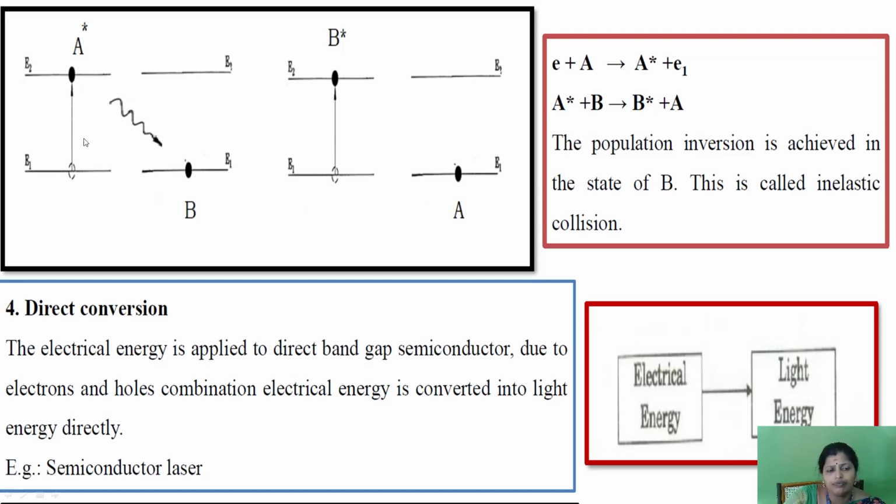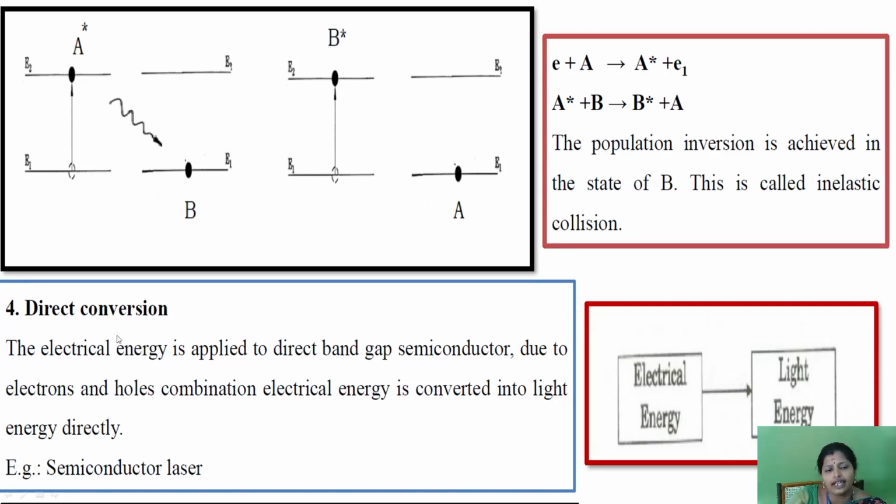For example, take excited state energy level atoms. This is spontaneous emission: A goes to the excited state level, A plus E. This A asterisk returns to the ground state level. A asterisk plus B: the B atom absorbs the energy and B goes to the excited state level, while A returns to the ground state level. That is inelastic collision between the two atoms, or transition between the two atoms.